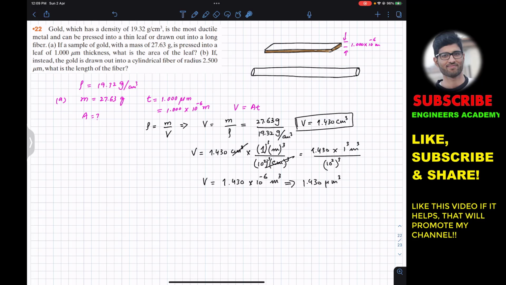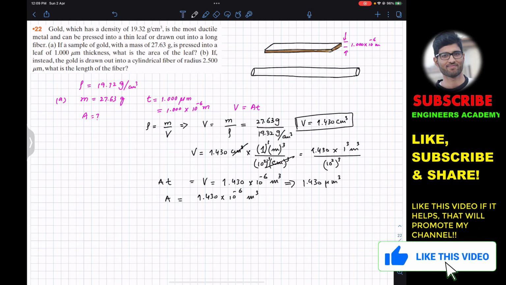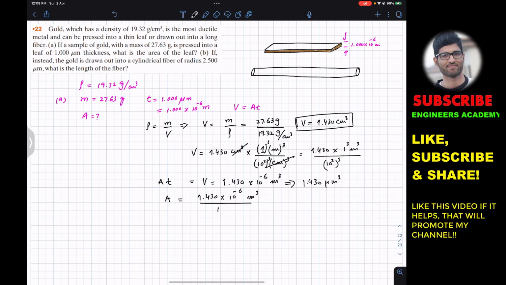Now we want to find the thickness. So the volume is again equal to the area times T. So we can equate this into area times T. We want to find the area. So area will be equal to 1.430 into 10 raised to the power minus 6 meter cube divided by thickness.